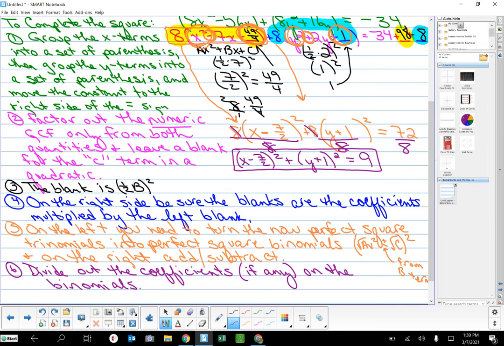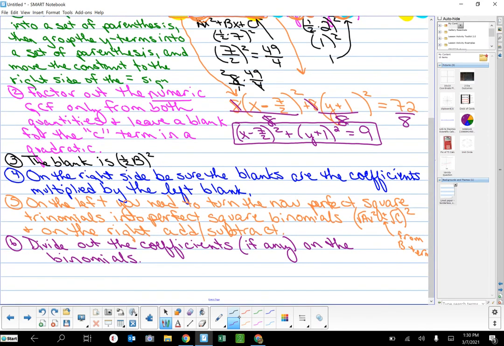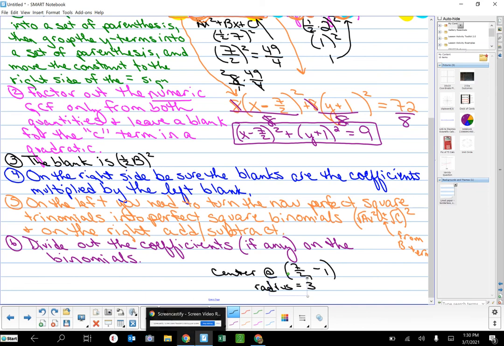Okay, so if we were answering this question, we would know that we have a center at 7/2, -1, and a radius equal to 3. All right, that's the only one of those I'm going to do as an example. You should have sufficient information to do the varsity on this. So toodaloo for now.